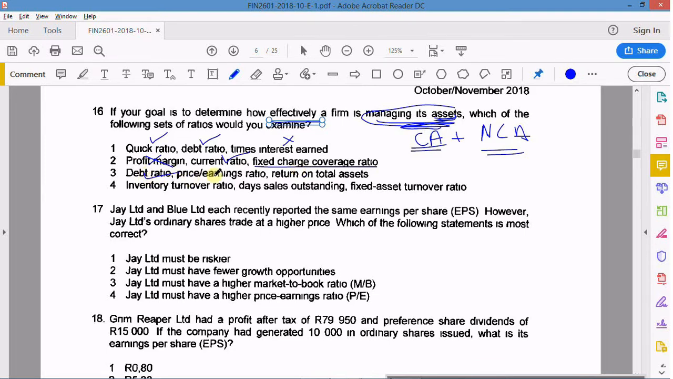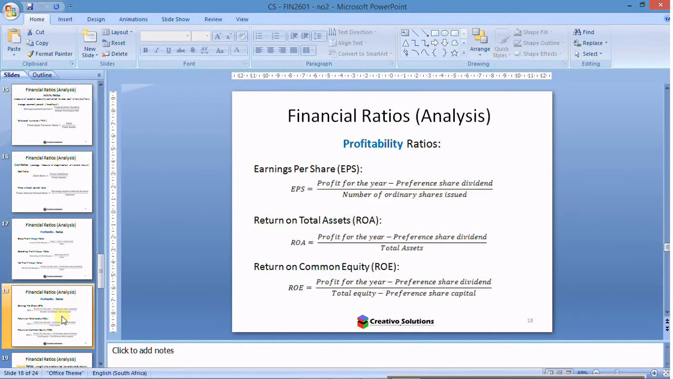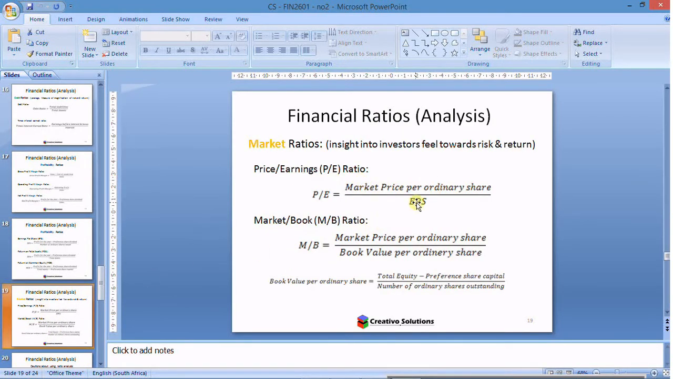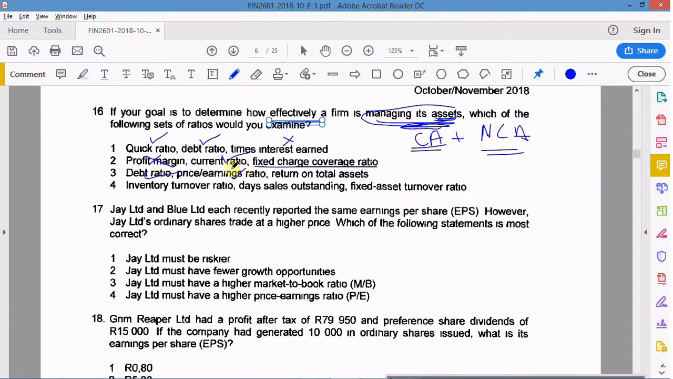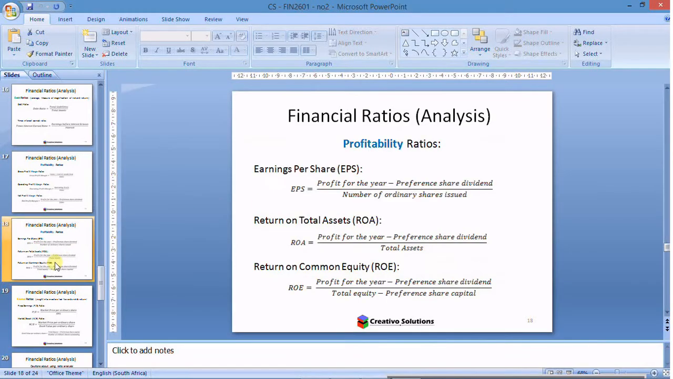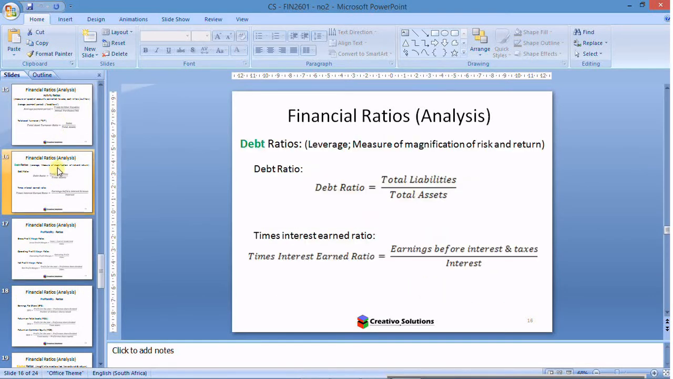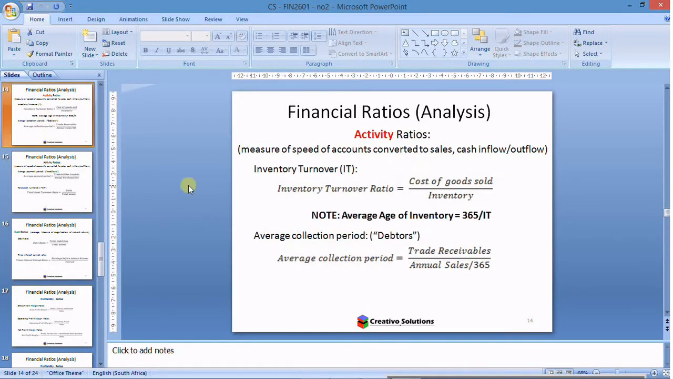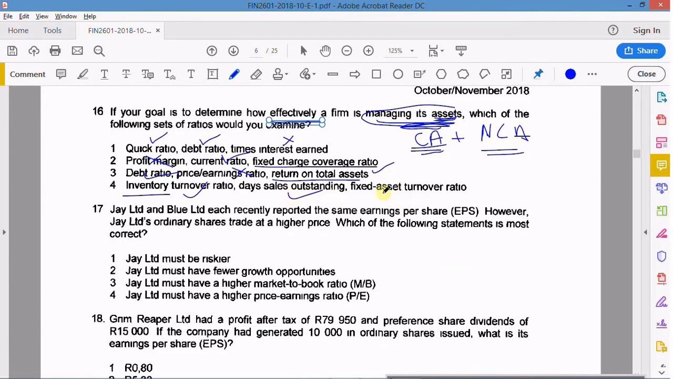Debt ratio, yes. Price earnings ratio is market price over EPS, no. Return on total assets, yes. Inventory turnover ratio, inventory is a current asset, yes. Day sales outstanding is looking at the debtors. The average collection period is the days that the sales are outstanding. Trade receivables is current, so that one's also good. Fixed asset turnover, it's a fixed asset, definitely. So the answer is four.